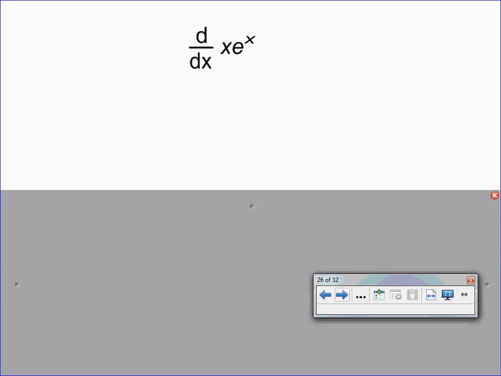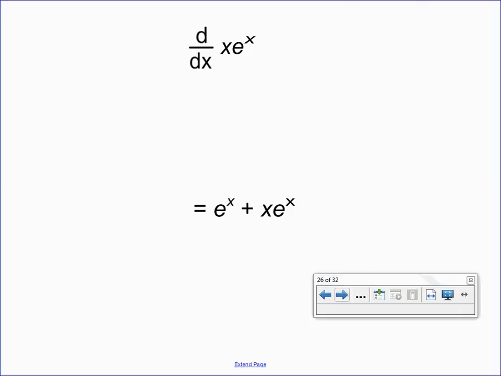You don't have to be fully simplified, but I bet you can. I can do the words. Ready, go. Number 10. E to the x plus x e to the x. Nice. That's 10.